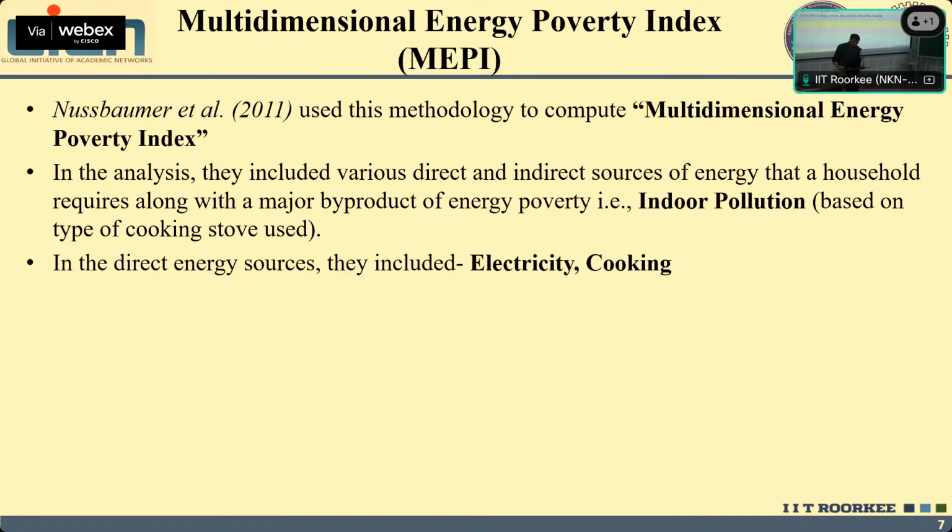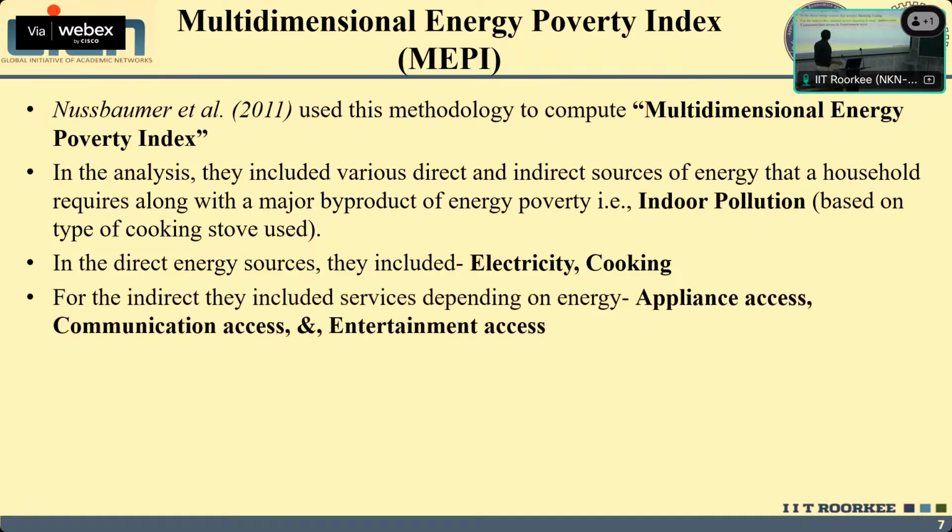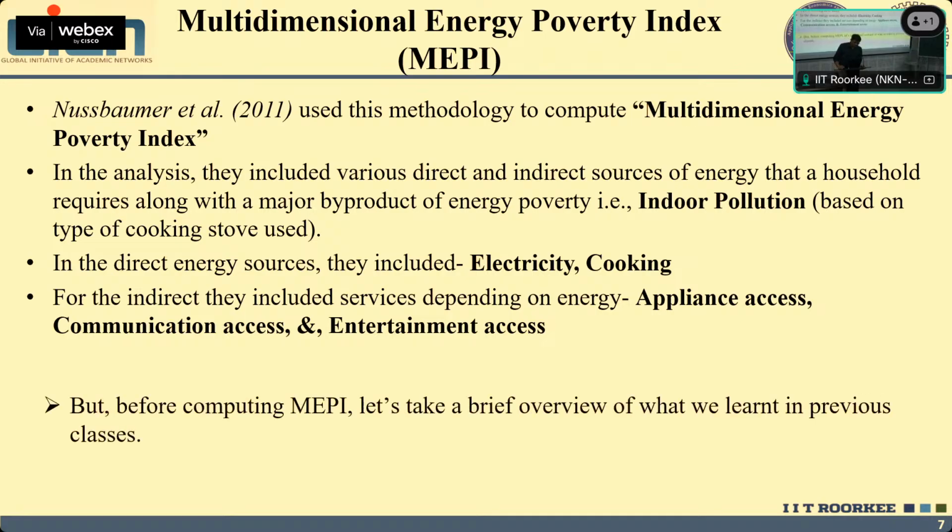So the direct energy sources are electricity and cooking, and the indirect energy we have already mentioned. For the indirect, they included services depending on other appliances such as entertainment tools, and tools utilized for communications and other household access. I'm not specifying much on this. We'll explain more on the weights used in the calculation of energy poverty, because largely it was discussed.